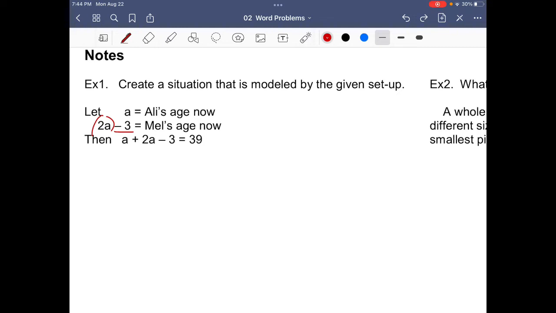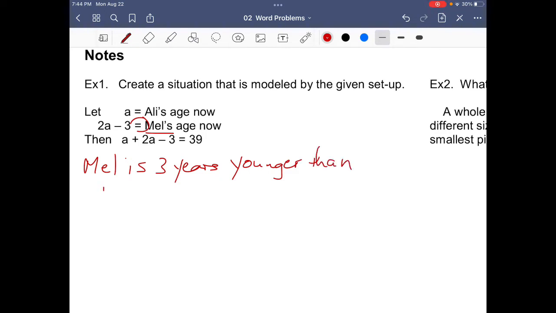What's 2a instead of just saying 2a? Isn't 2 times a like being twice a? Being twice Allie. You see where we're trying to go with this? Mel is. That would be the equal sign, of course. So Mel is 3 years younger. Now, she's 3 years younger than 2a, but we decided that 2a is twice Allie's age. So she's 3 years younger than twice Allie's age.